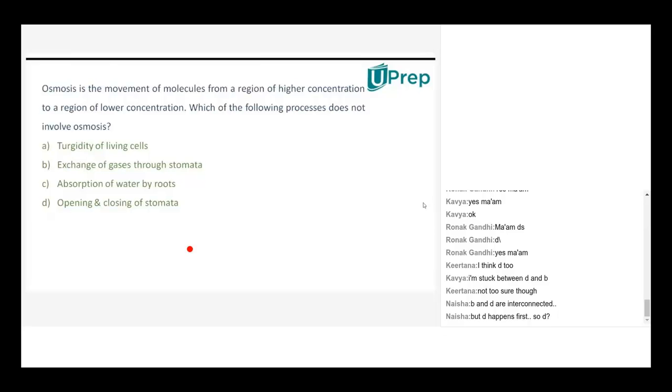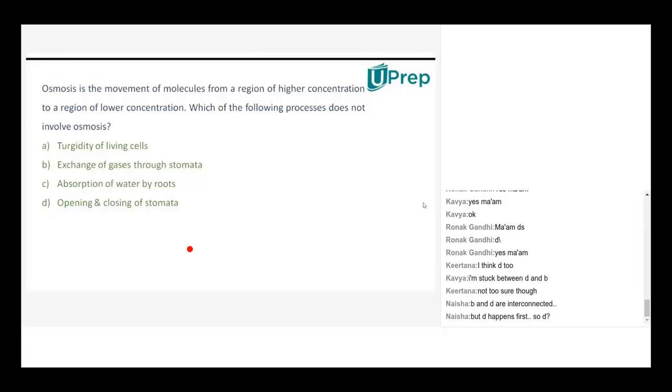First, take option C, absorption of water by roots. So roots will absorb water from high concentration to low concentration, isn't it? So that is also an osmosis process. That is also a correct statement where osmosis is involved. Then coming to B and D. A few students got a good idea related to stomata opening and closing, but there is a small difference in understanding these two options.